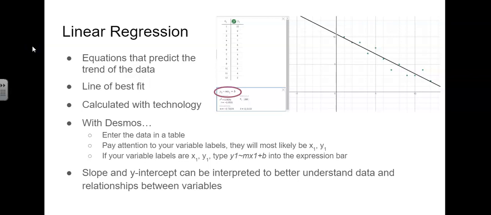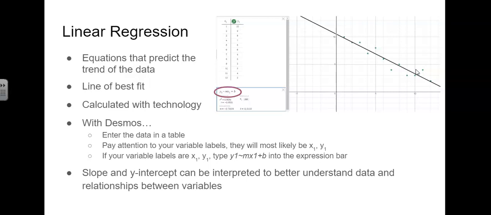So in this video, I'm going to go over the vocabulary of linear regression, correlation coefficient, and residuals, and then we'll go to Desmos to work with some data. A linear regression equation is an equation that predicts the trend of the data. So here we have a line of best fit that is calculated with technology.